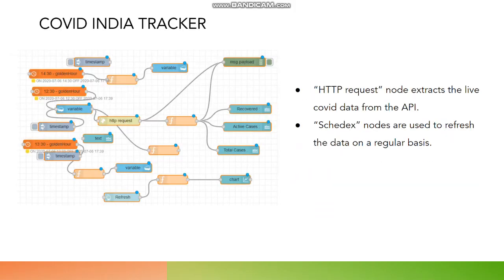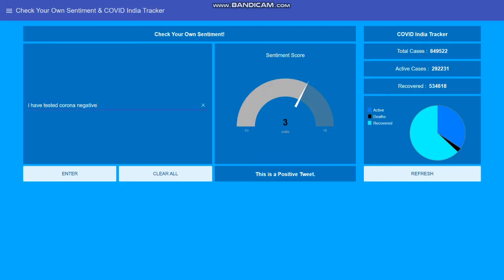The last part includes the COVID India tracker. The HTTPS request tab extracts the data from the api.covid19api.com website. This data is extracted daily using the ShedX nodes, which run themselves automatically each new day. The data is stored in the Cloudant database. A series of functions, ShedX and Cloudant nodes help to update the data. As you can see, the most recent data of active, recovered and total cases as well as deaths is displayed in numerical and pie chart format.